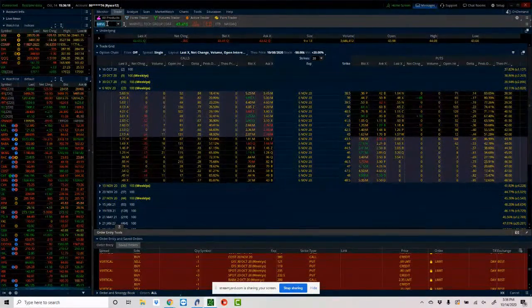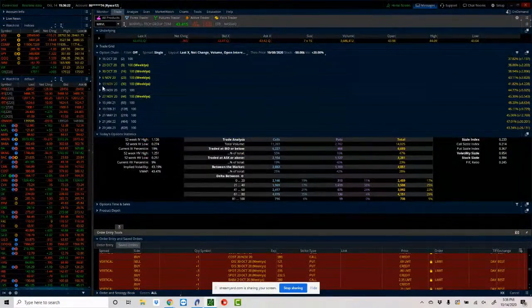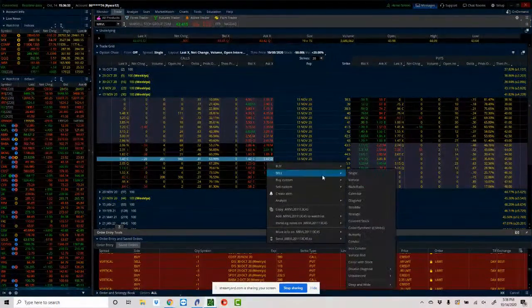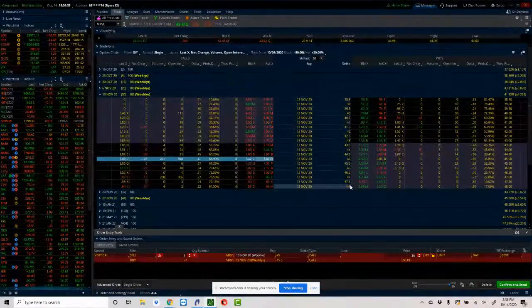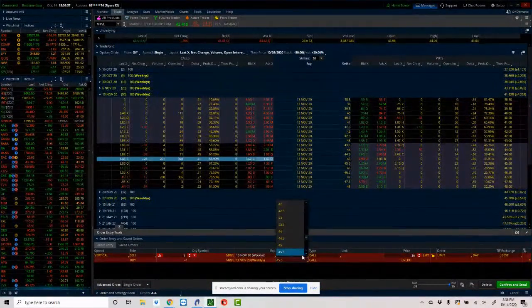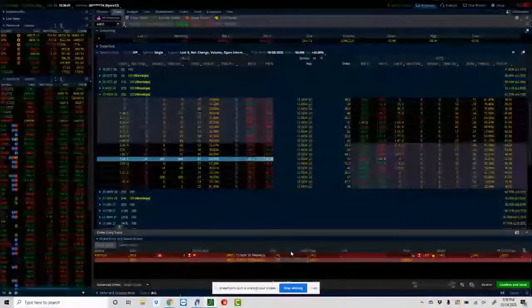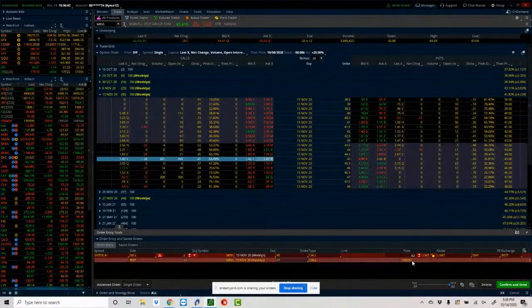So what we did here earlier this afternoon is we went out to the November 13th options, the ones with 30 days left to expiration. We came out to the 45 calls out of the money. We right-clicked on those, went to sell, selected vertical, and we decided to sell the 45-47 call spread. So we're selling the 45 call, and we're buying the 47 call at the same time. That way we're in a risk-defined trade.